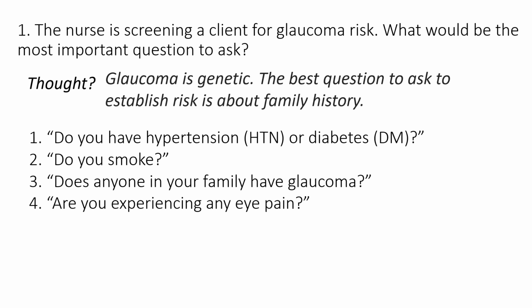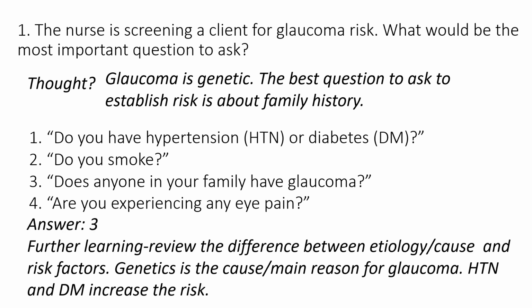The answer here is number 3. Glaucoma is genetic, and so the best question to ask is about family history. If someone in your family has glaucoma, that means anatomically the eye drain is maybe a little bit smaller, and therefore that's going to be passed on. If you had a hard time with this question, remember it's always a good idea to learn your etiologies and your causes. The difference here in choices 1 and 2, those are risk factors. So those are things that would increase the risk of glaucoma, but not a cause. Genetics is the main cause, making number 3 your best choice.